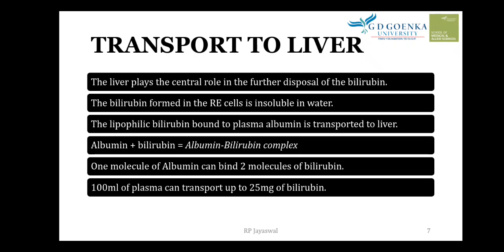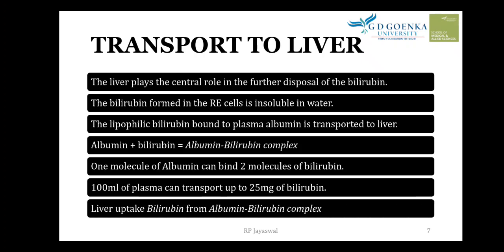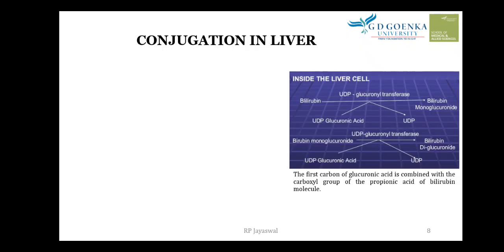So this is the expected estimation of the bilirubin that can be transported in 100 ml of plasma. And the liver uptakes bilirubin from the albumin bilirubin complex. So the liver usually uptakes the free bilirubin, not the albumin. Bilirubin is separated from this complex and uptaken by the liver cells, the hepatocytes.